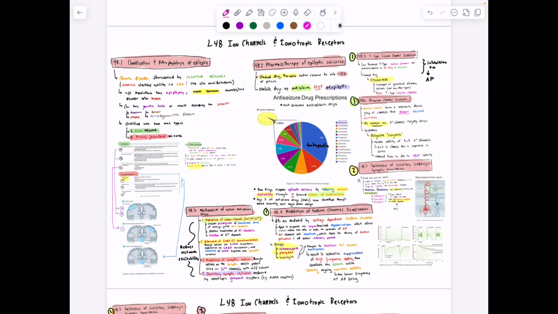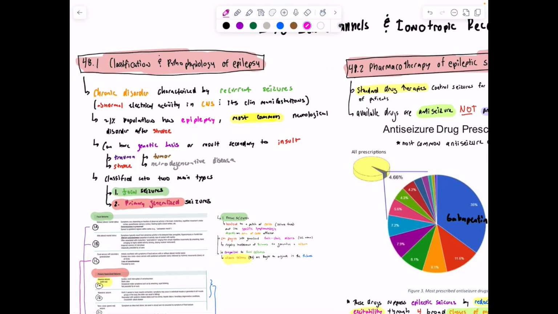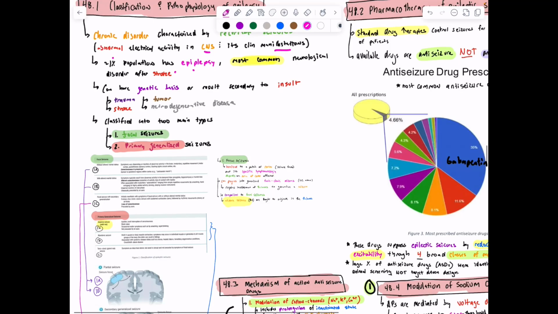So, all right, we talked about seizures, but really what we're focused on is the condition of epilepsy. Epilepsy is defined by recurrent seizures, and that is abnormal electrical activity in the central nervous system and its clinical manifestations. About 1%, so 1 out of every 100 people, has epilepsy. It's the most common neurological disorder after stroke, and it can have a genetic basis or result secondary to damage, trauma, stroke, tumor, neurodegenerative disease.